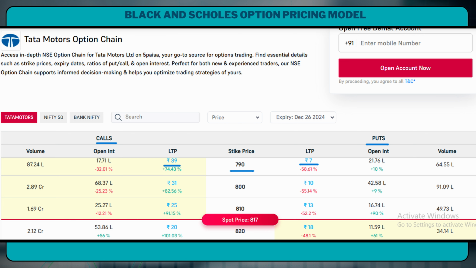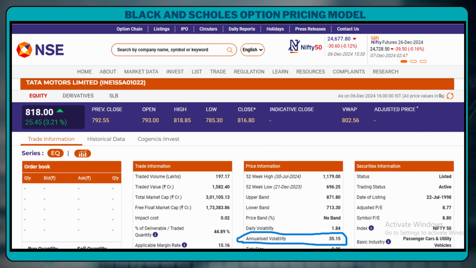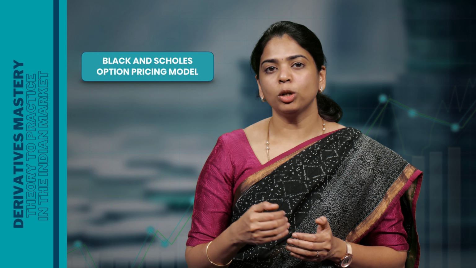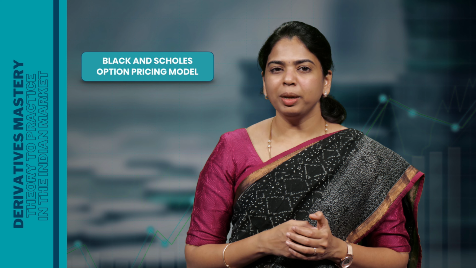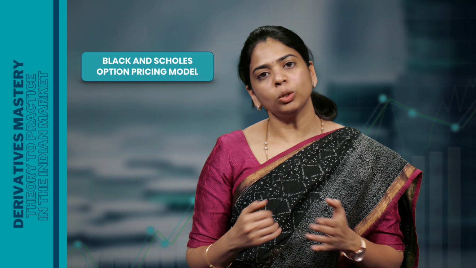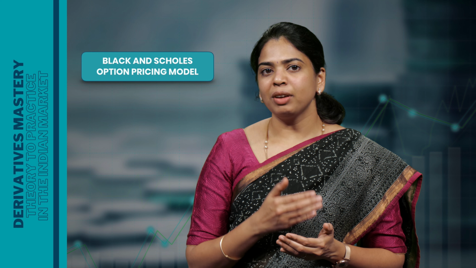We also need other information, like the risk-free rate. For that, we can select the 364-day T-bill rate, which is at 7.15%. Then let us check the annualized volatility of Tata Motors, which is around 35.15%. For the time to expiry, the last Thursday of December 2024 is the 26th. Today's date is 7th December, which means we have 19 days to expiry. Now that we have all the required information, let us compute the fair value of the call and put option for the 790 strike price.